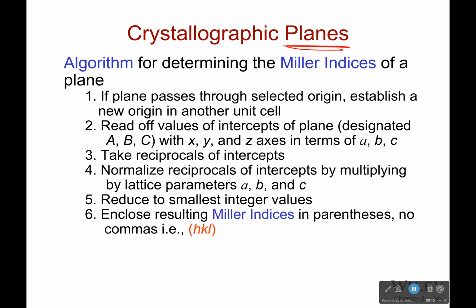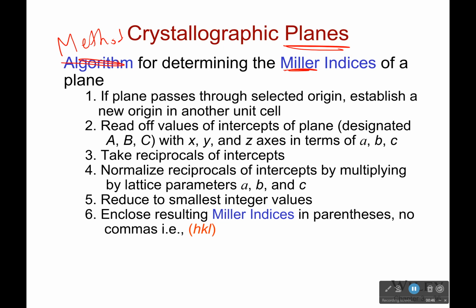So first off, we're going to need an algorithm. You know, you're like, well, what, an algorithm? Is this programming? It's not. If you don't like algorithm, you can say a method for determining the Miller indices of a plane. And Miller is just the guy who came up with this idea, so that's why his name is attached to it. And it's just, once again, having some numbers that we can use so we can talk about any particular atom, even with a different crystal structure, in the same terminology.